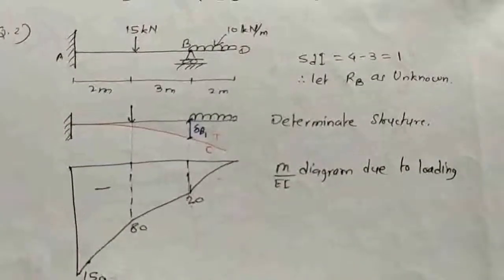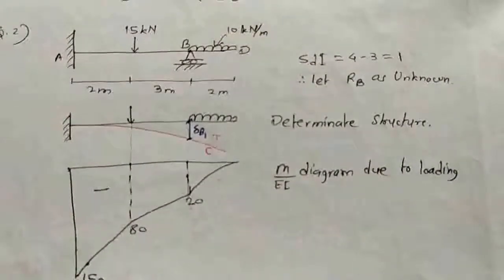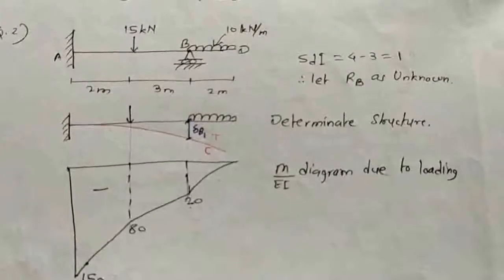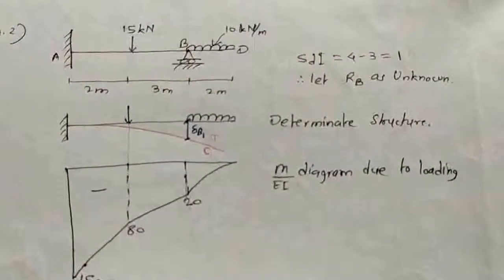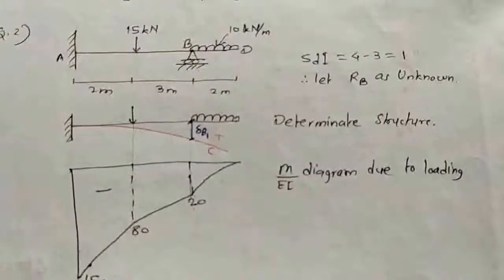Here we want to analyze the given structure by using the consistent deformation method. First step is to find the HDI of the structure. Here HDI comes out to be 1. So next step is to draw a determinate structure.